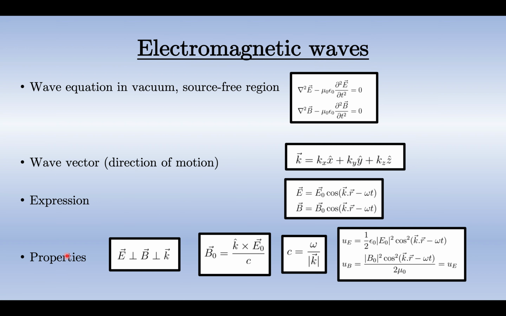In addition, we can also get properties like all of them being mutually perpendicular, and the propagation speed, which is c, equal to omega divided by the magnitude of the k vector, which is also equal to the inverse of the square root of mu naught epsilon naught. So it will be 1 divided by square root of mu naught epsilon naught. We can also get expressions for the energy density of the electric component as well as the magnetic field component, and we get them to be both equal. So that is interesting, and these properties are quite useful.